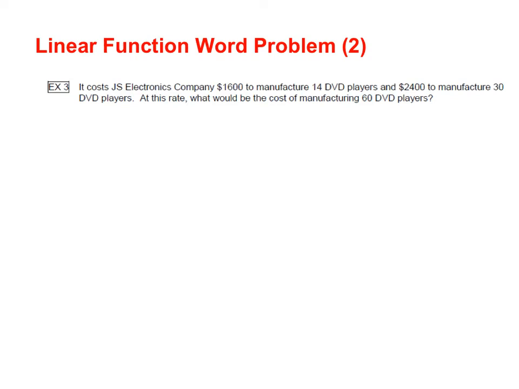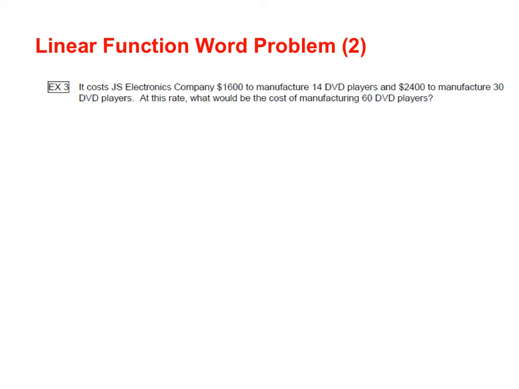Alright, so let's tackle another word problem. These are kind of fun. It costs JS Electronics Company $1,600 to manufacture 14 DVD players and $2,400 to manufacture 30 DVD players. At this rate, what would be the cost of manufacturing 60 DVD players?